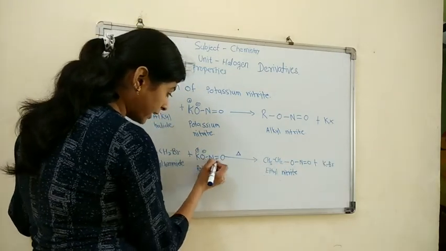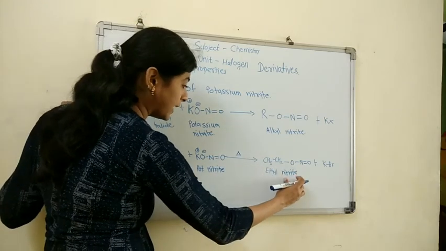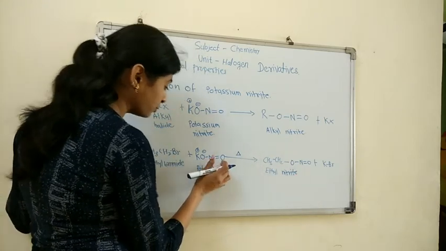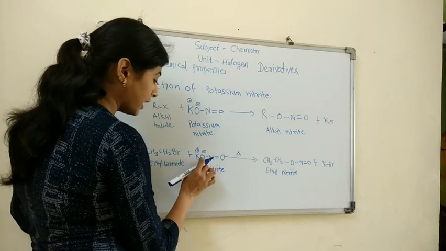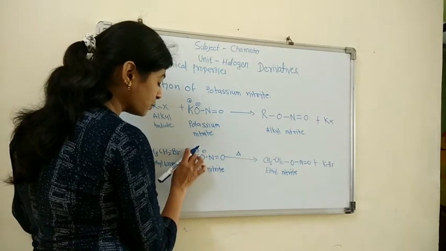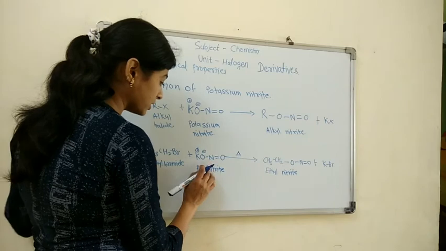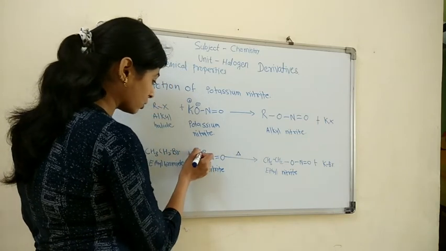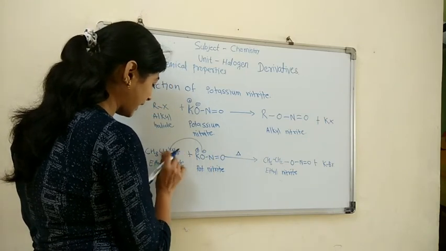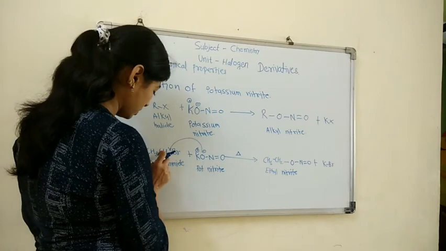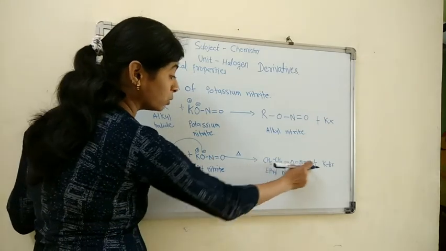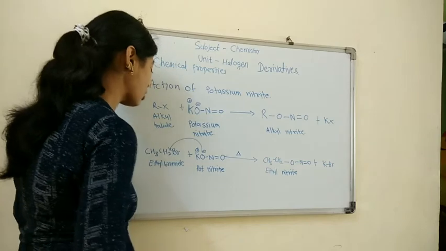Here in potassium nitrite, that is the nitrite group, K, O and O, where K is positively charged, O is negatively charged. So this will attack the carbon atom. So CH3CH2, O and O, that is ethyl nitrite, is formed.